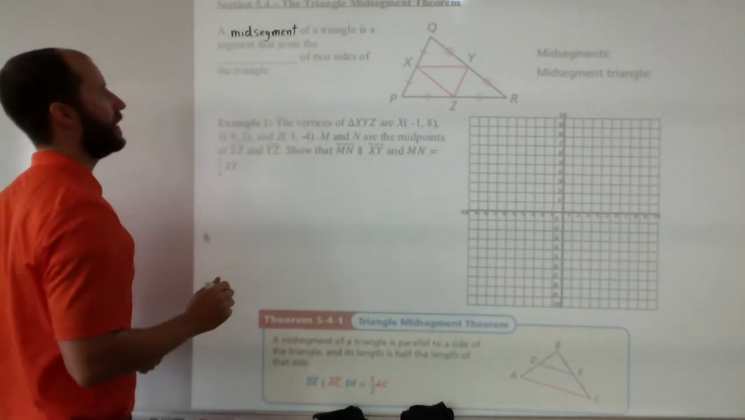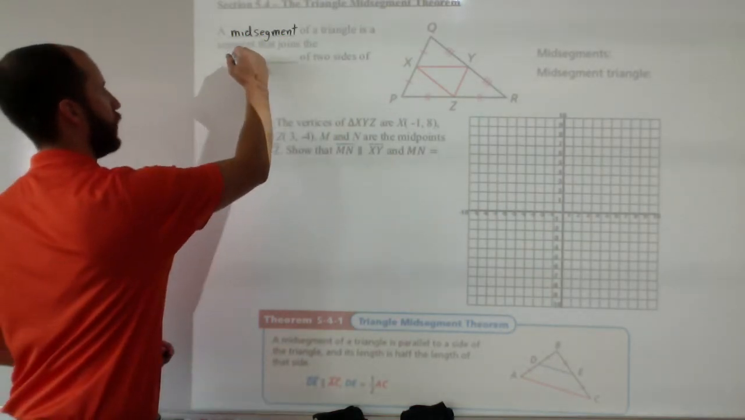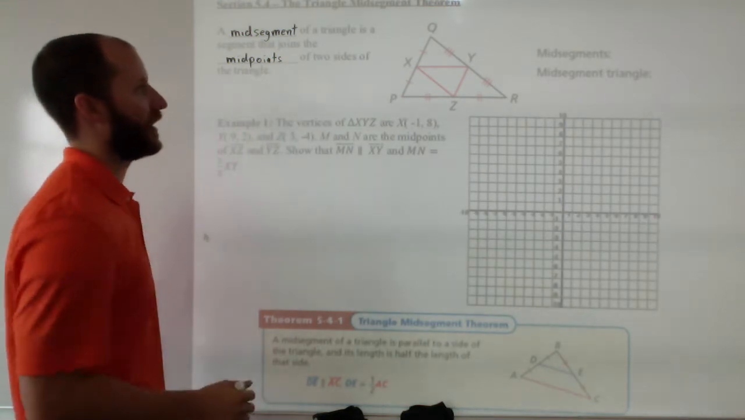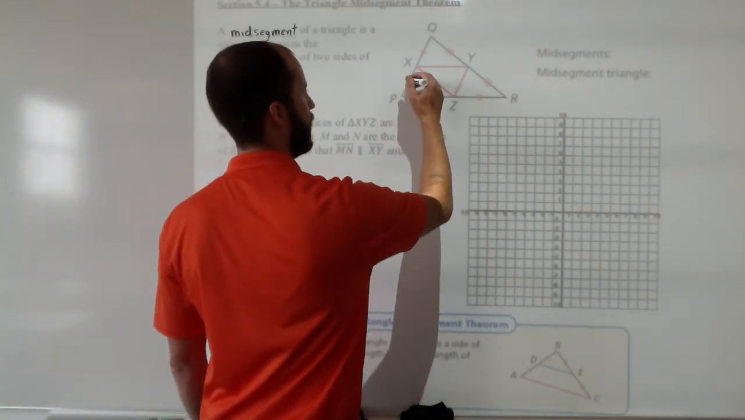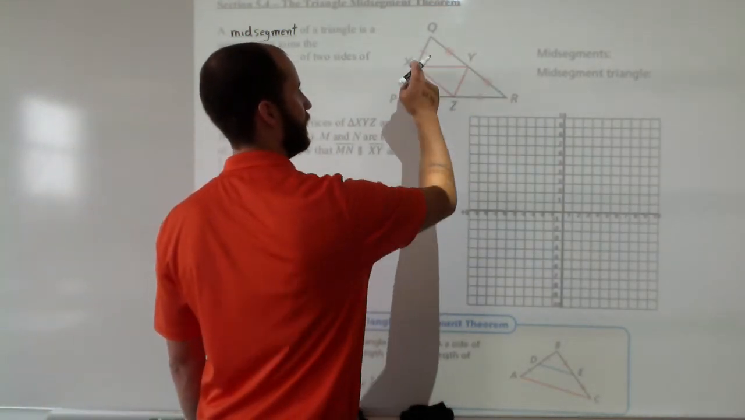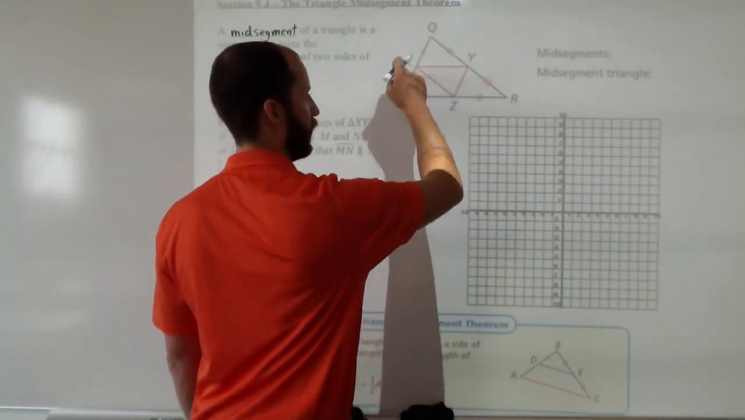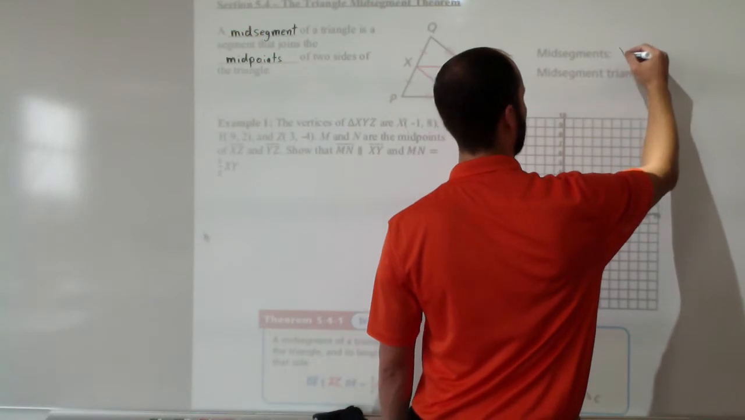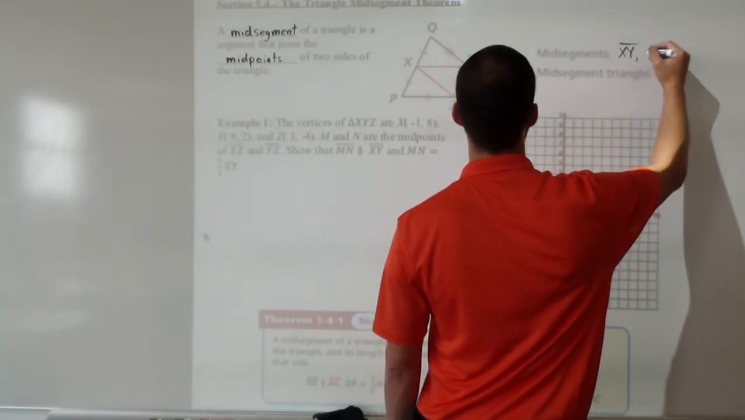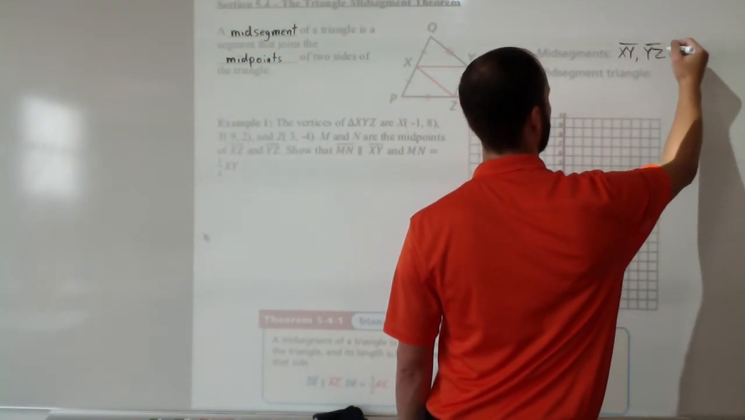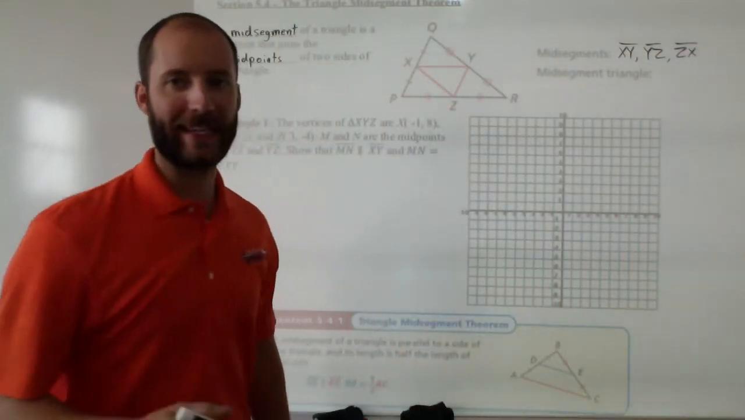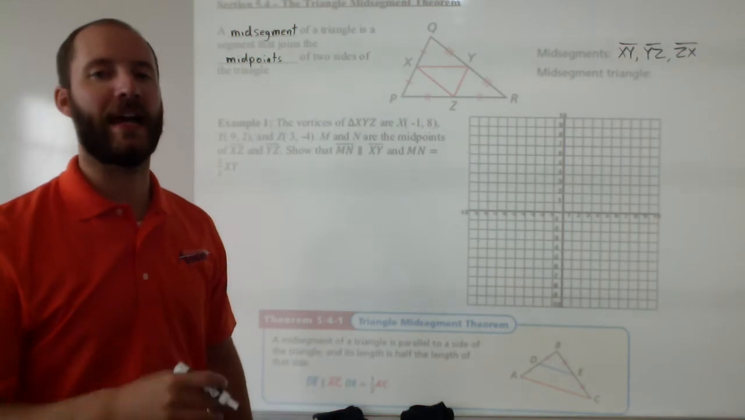It's a segment that joins the midpoints of two sides of a triangle. So we see tick marks here that mean that X, Y, and Z are midpoints of the three sides of triangle PQR. So those mid-segments, XY, YZ, and ZX are all mid-segments. They connect the midpoints of the sides of the triangle.